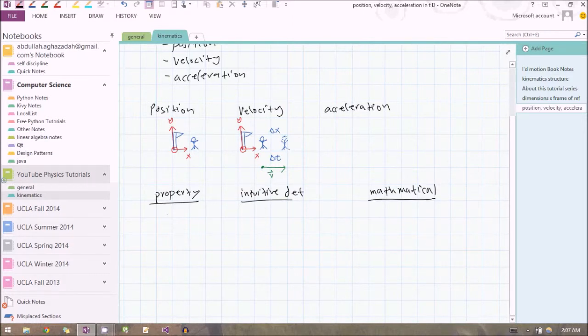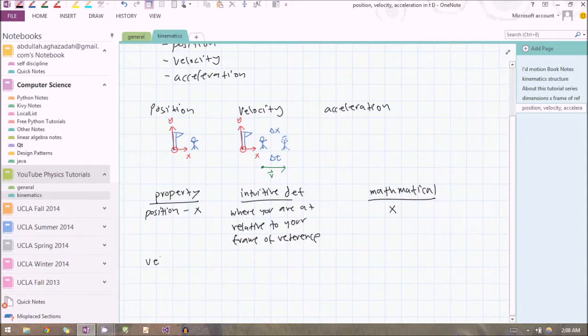So the first property that we talked about is position, and we usually represent, so I'll write position, we usually represent position as an x. And the intuitive definition of position is where you are at relative to your frame of reference. Or in short, just where you're at. And mathematically, there's not much to say. It's just going to be the value of x, I guess.